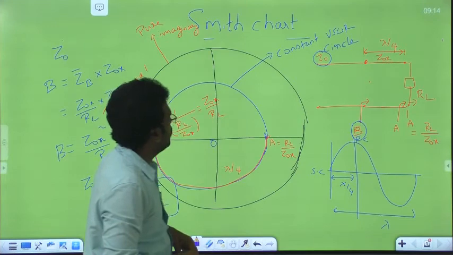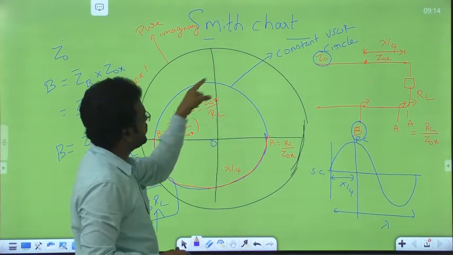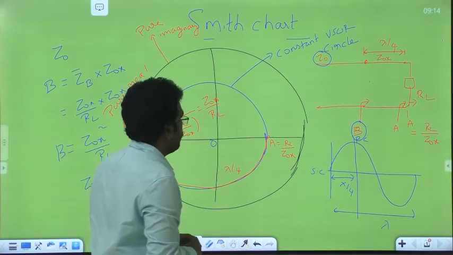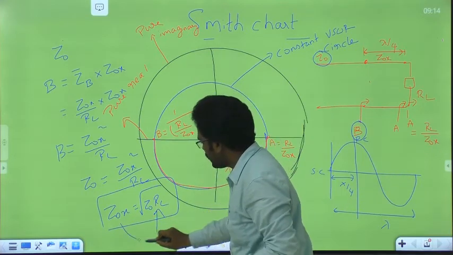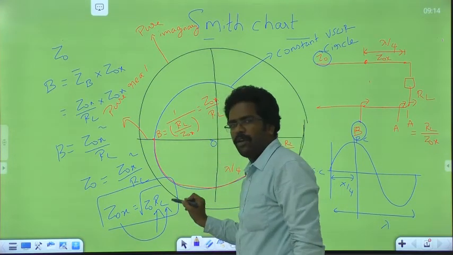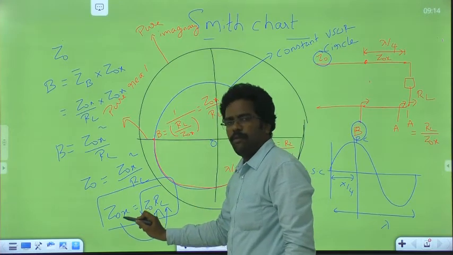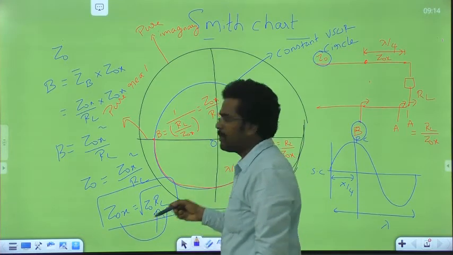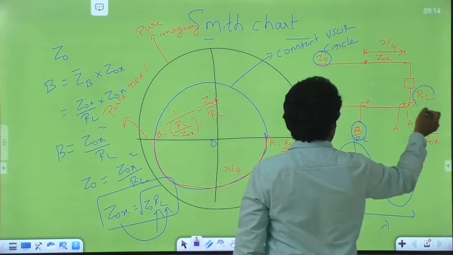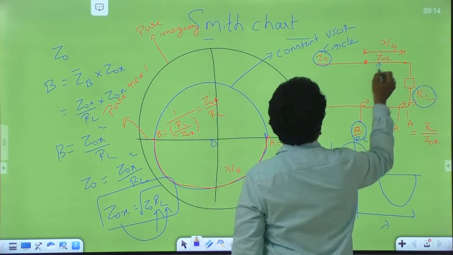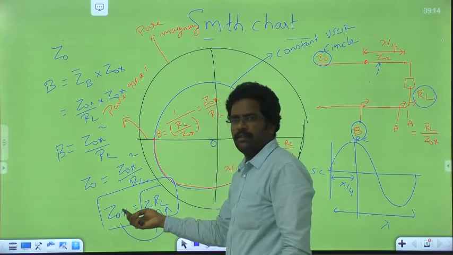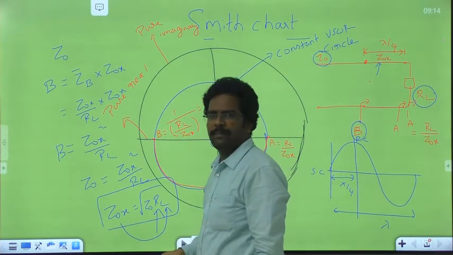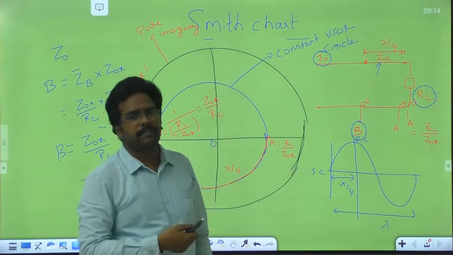So what is the drawback in this method? The Z0X term depends upon RL. So whenever the load impedance varies, Z0X varies. Therefore, as the load impedance varies, we have to keep on changing this quarter wave transformer with the desired Z0X. Then only impedance matching takes place. That's the drawback in this method.